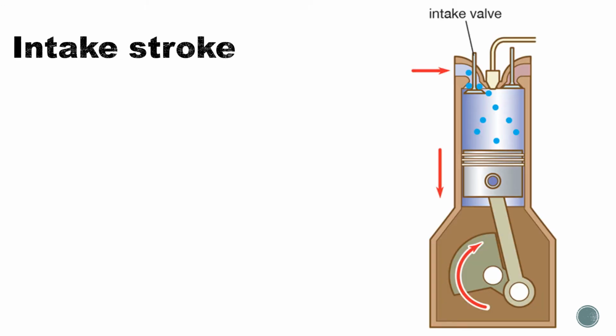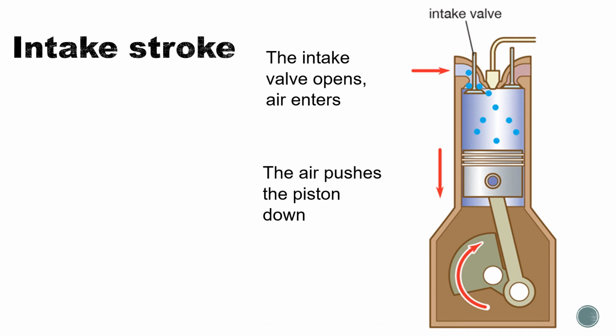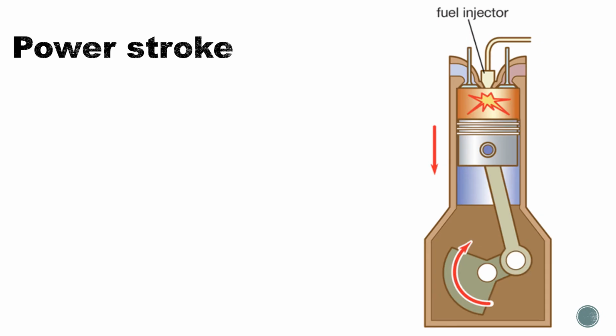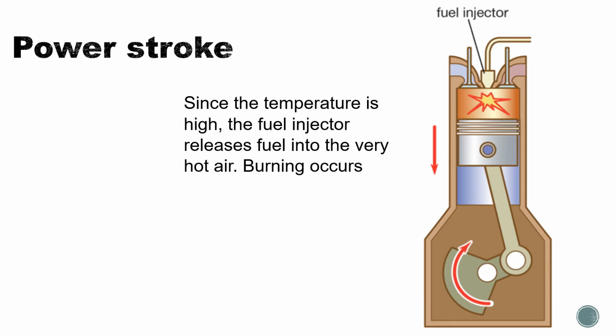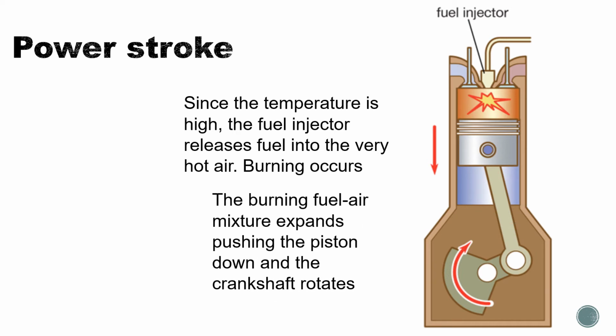Their difference is in the intake stroke, wherein the intake valve opens and only air enters. The air pushes the piston down. And in the power stroke, since the temperature is high, the fuel injector releases fuel into the very hot air. Burning occurs. The burning fuel-air mixture expands, pushing the piston down, and the crankshaft rotates.